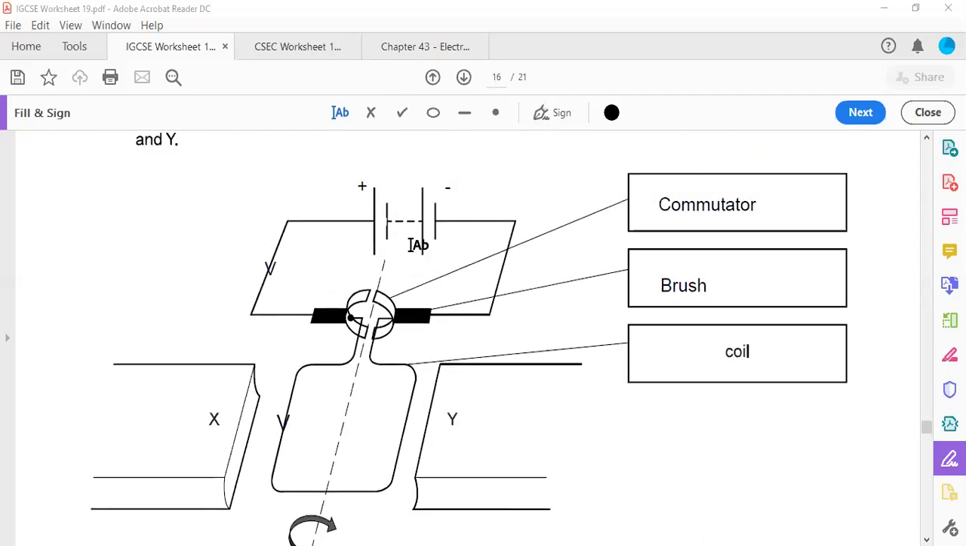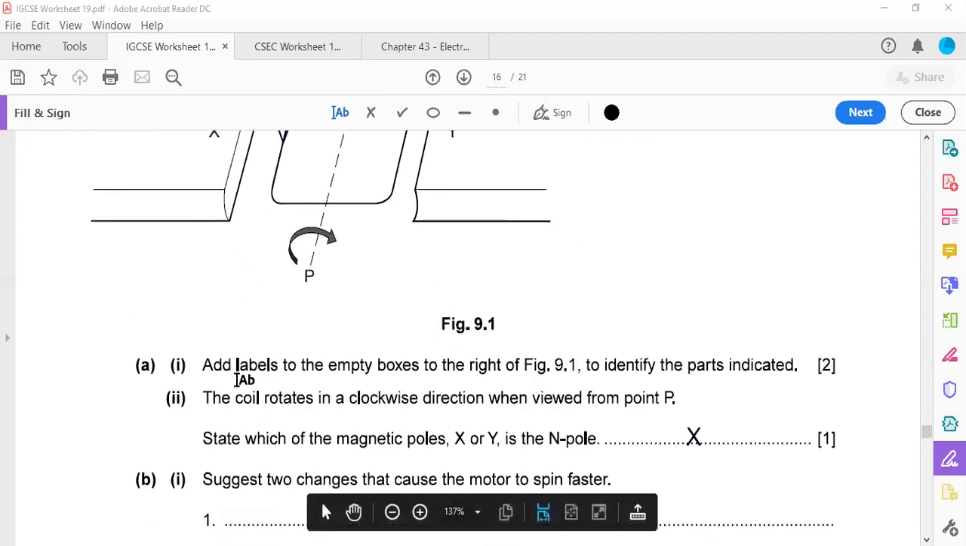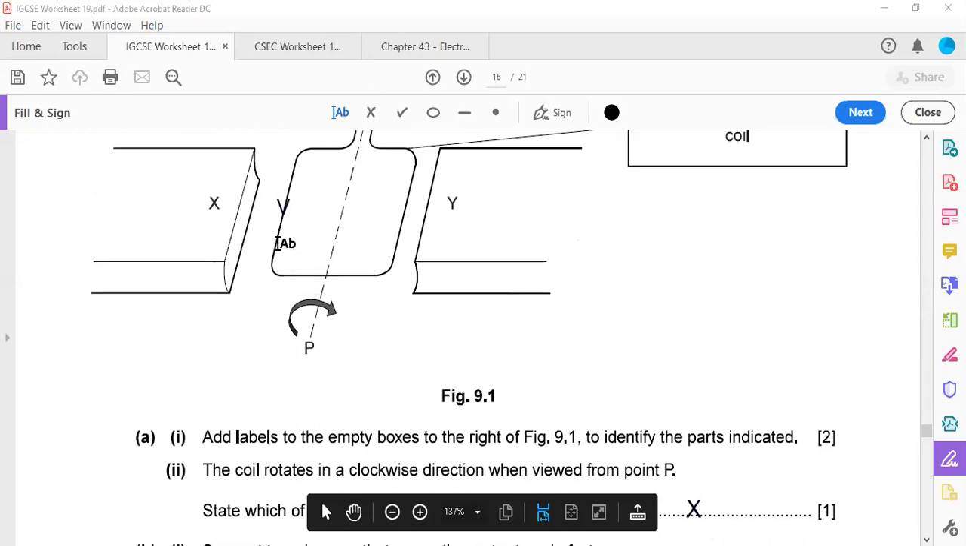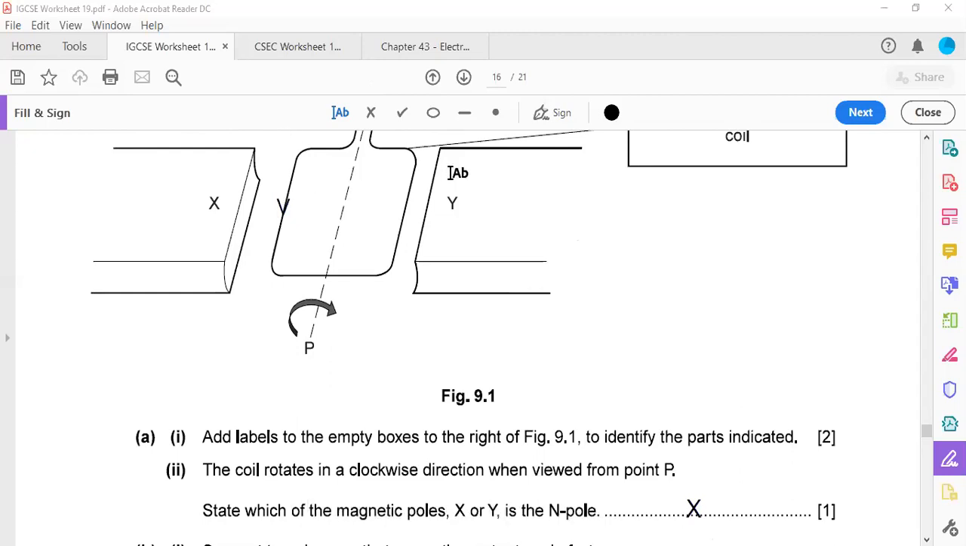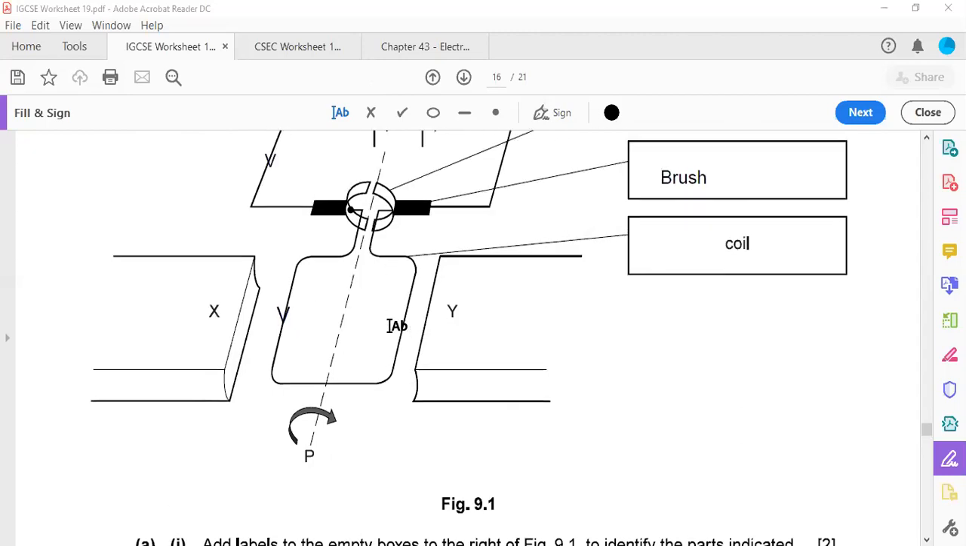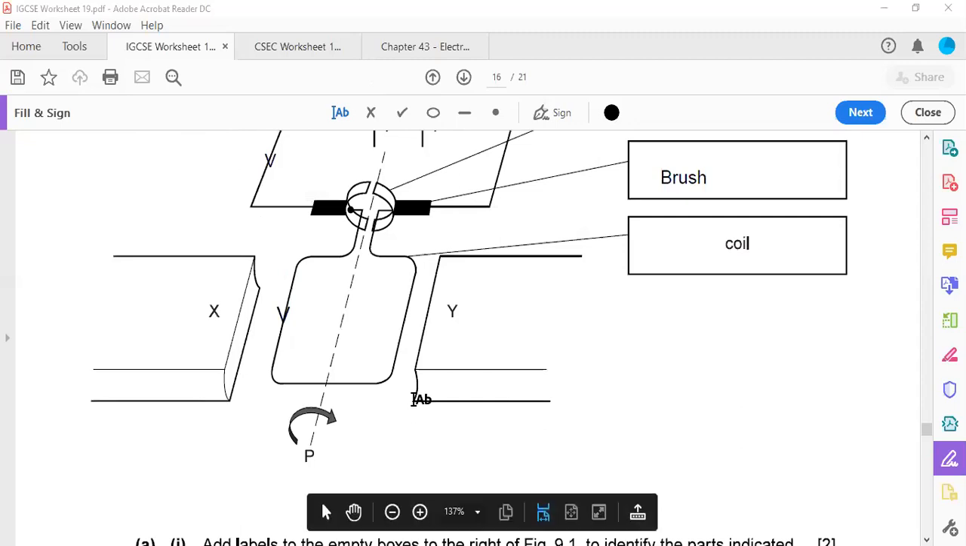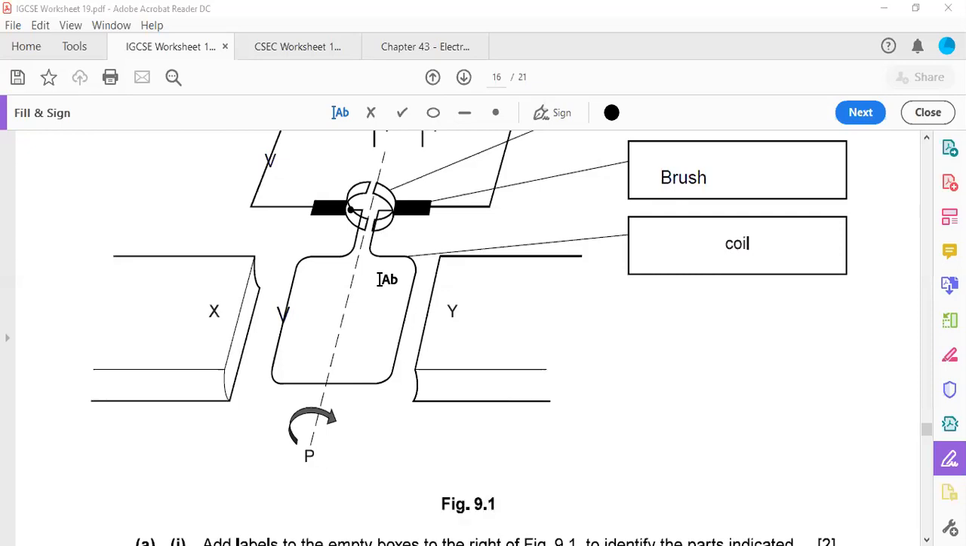Good. So all right, let me go back here. The question asks, the coil rotates in a clockwise direction when viewed from point P. So this is a clockwise direction. That means this point is going to be moving upwards, and this one is going to be moving downwards, which is a clockwise direction.